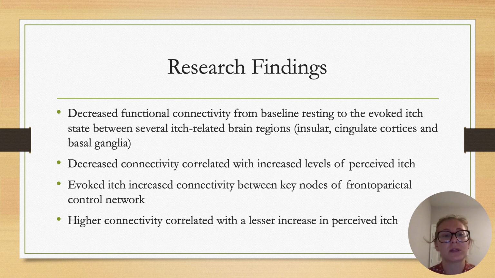The research findings were a decreased functional connectivity from baseline resting to the evoked itch state between several itch-related brain regions, including the insular cingulate cortices and the basal ganglia. Also, decreased connectivity correlated with increased levels of perceived itch. And evoked itch increased connectivity between key nodes of the frontoparietal control network, and the higher connectivity correlated with a lesser increase in perceived itch.